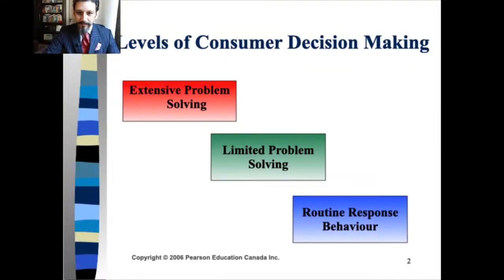Basically, there are different levels of consumer decision making. It starts at the bottom from something very simple as routine response behavior, all the way going up to extensive problem solving. And then somewhere in between you have limited problem solving, where you don't really think a lot about what you are doing.